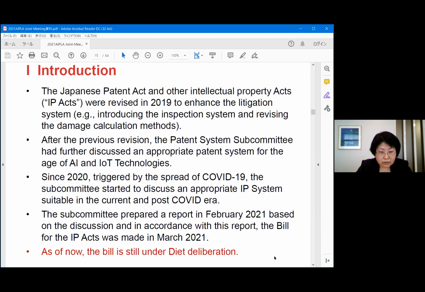As of now, the bill is still under deliberation. Specifically, the bill has just passed the House of Representatives and is now delivered to the House of Councilors. So we expect that this may be enacted soon, maybe this May. Please keep in mind that today's talk is about the bill, not law.